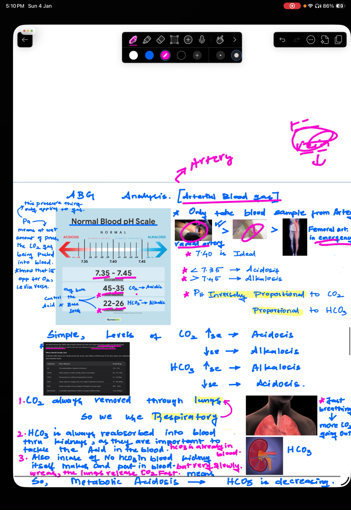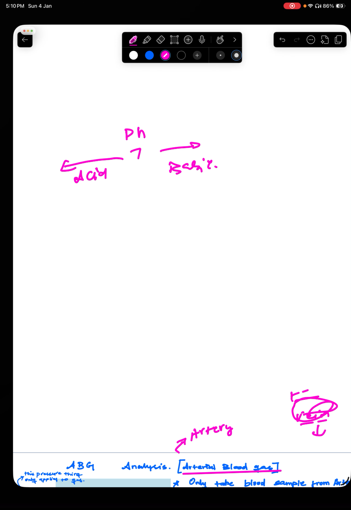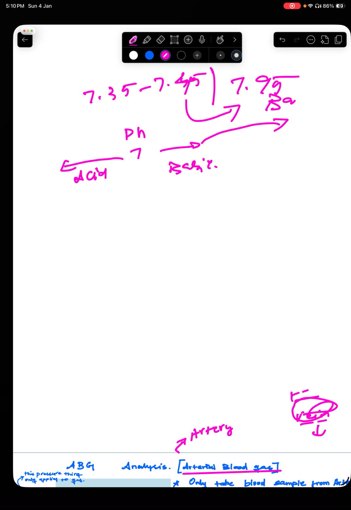Then what is the spectrum of acidity, neutrality and basicity, guys? If the pH is 7, this is neutral. If it decreases, it is acidic, and if it increases, then it becomes basic. The normal pH of blood is 7.35 to 7.45. Let's take an example: they have given a pH of 7.95. It is more than 7.45, so it has gone to the basic side. That condition is called alkalosis.